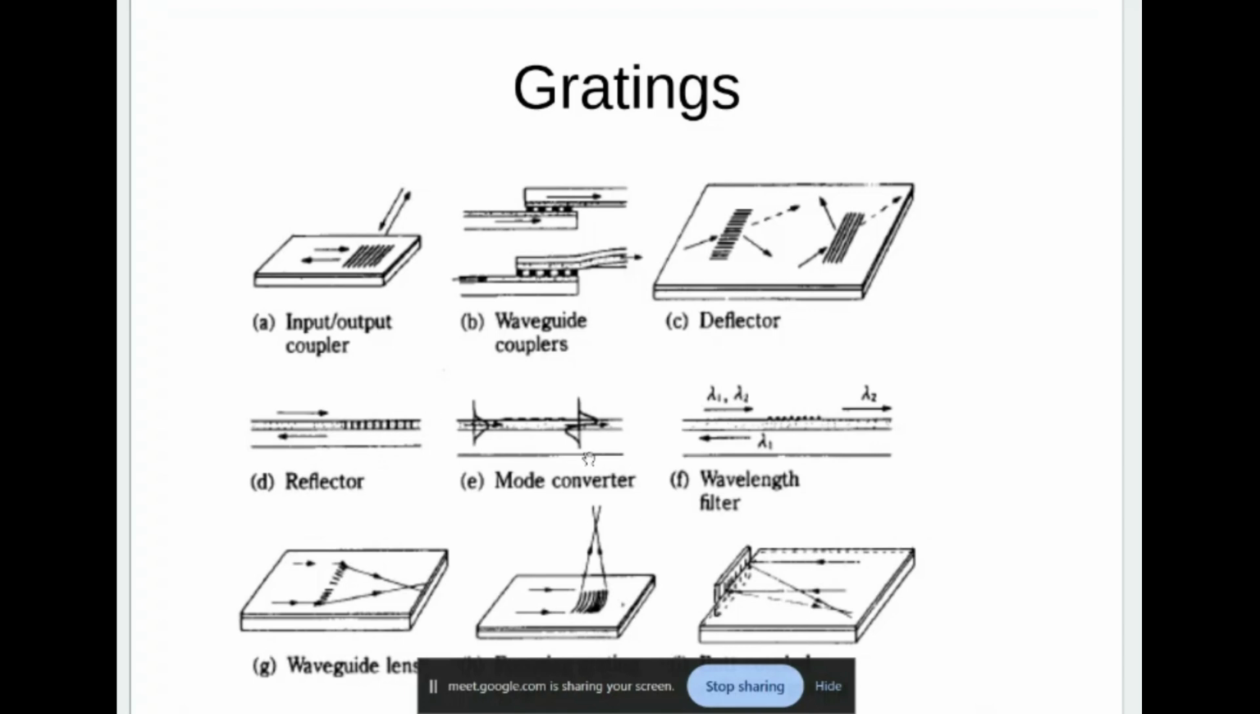Similarly, you can convert mode. Suppose the waveguide supports more than one mode, from first mode to second mode, you can convert using this grating, which is printed on the top. And you can do filtering, mux demuxing, many operations you can do with gratings.